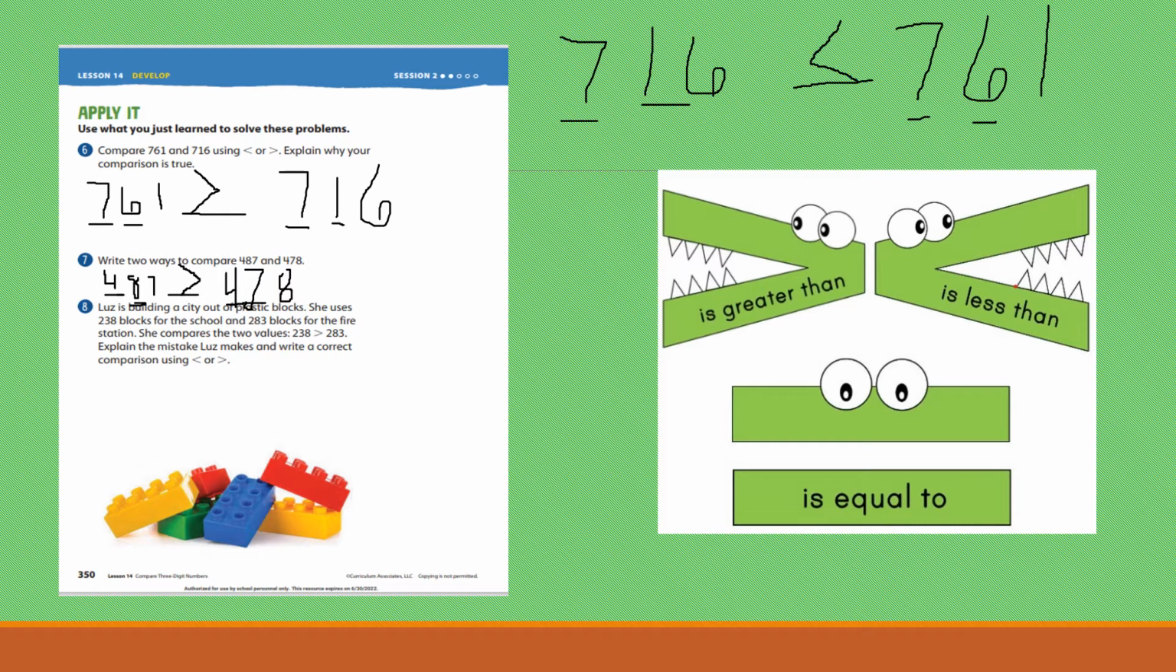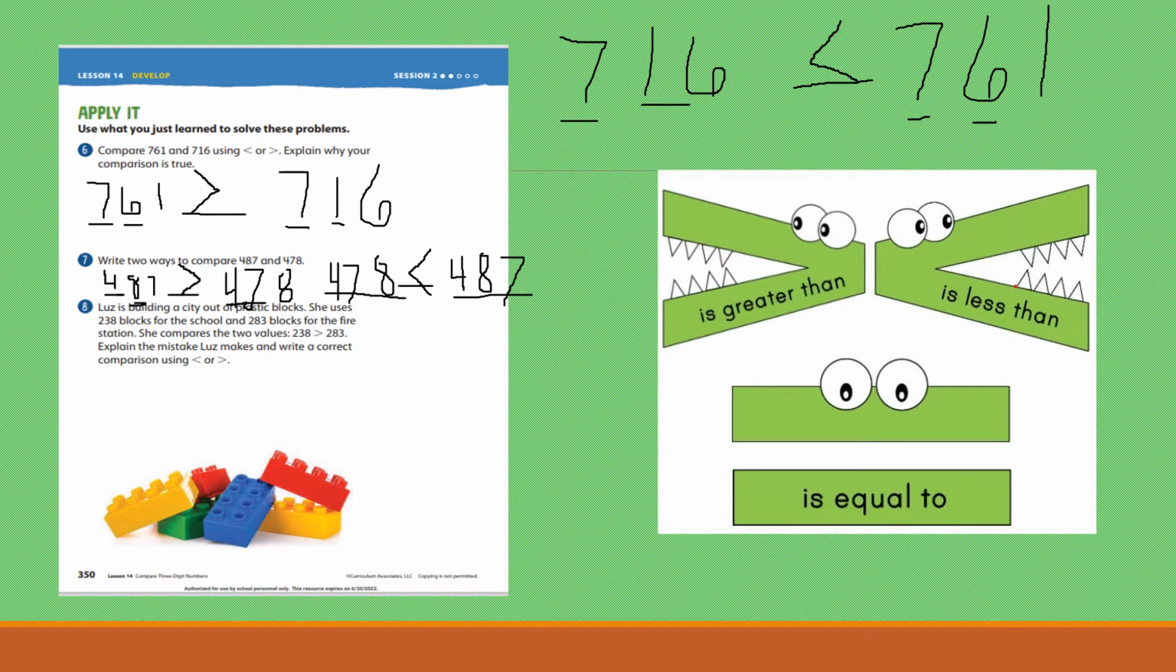So now I need to make it less than. So I'm going to take the 478 and I'm going to go first. And I'm going to leave a space. I'm going to put 487 after that. And I'm remembering in my head that my alligator mouth has to be open to the bigger number. And there it is. So I read this now, 478 is less than 487.